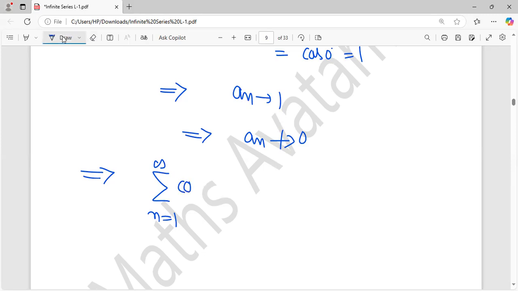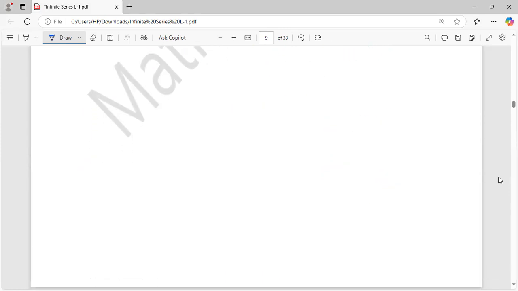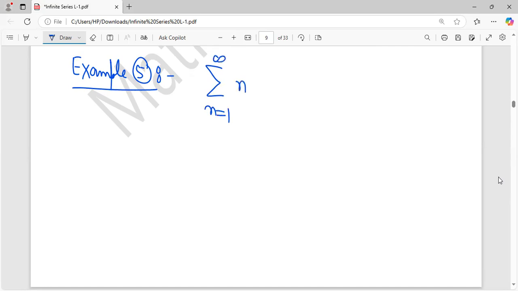summation n goes from 1 to infinity of cos(1/n) is not convergent. Okay. Now another example, example 5. This series summation n goes from 1 to infinity of n.